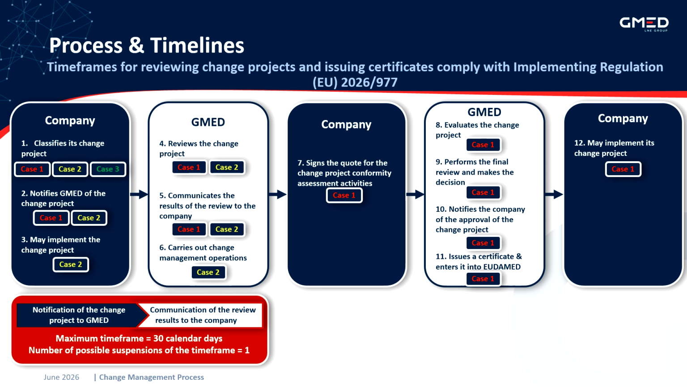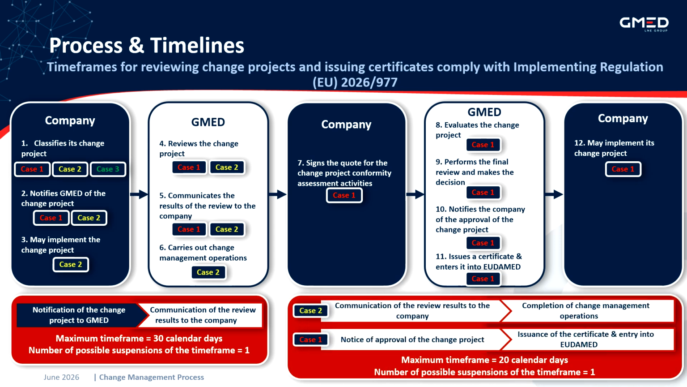A maximum time frame of 20 calendar days with 1 possible suspension is also applied by GMED between the following steps. For Case 2 changes, from GMED's communication of the review results to the company until GMED completes the change management operations, such as updating a certificate and entering it into GMED. For Case 1 changes, from GMED's notification to the company of the decision to GMED's issuance of the certificate or the issuance of a supplementary document to the certificate, along with its entry into GMED.